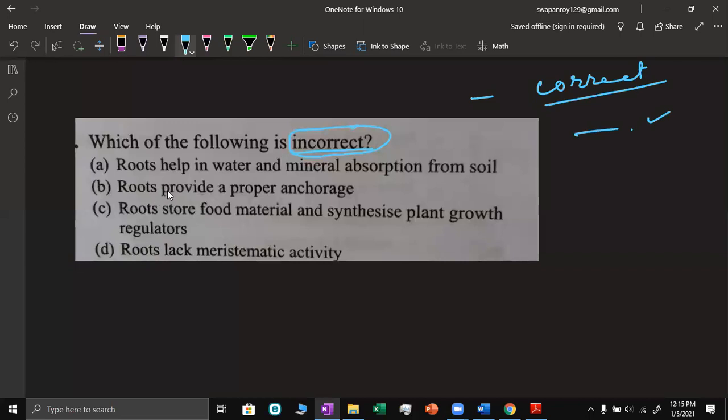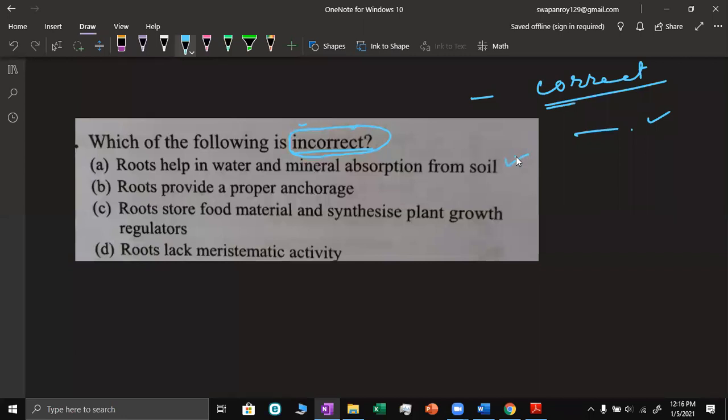So this one here is incorrect. Sometimes in these correct or incorrect questions, they usually print the word in a little bit bold letter so that the students can notice it. Okay, here. Which of the following is the root help in water and mineral absorption from soil?